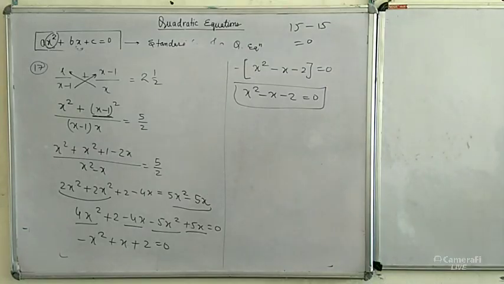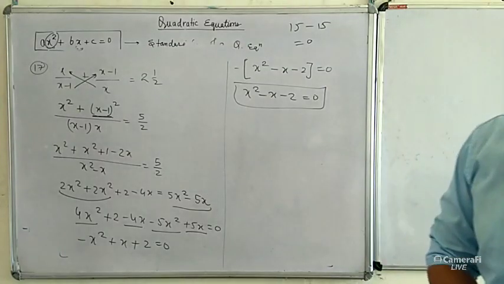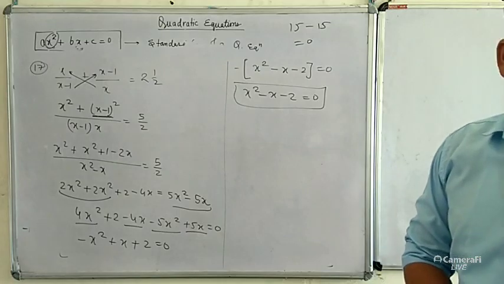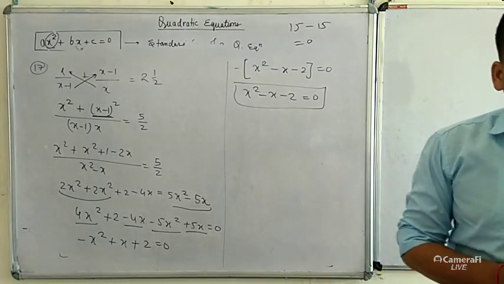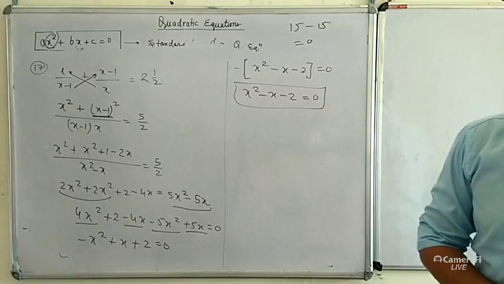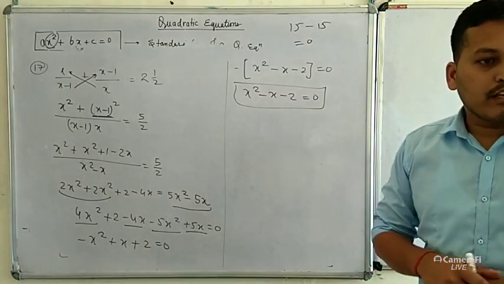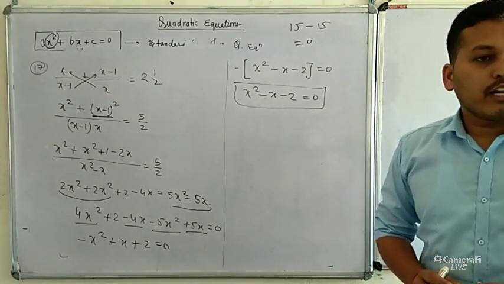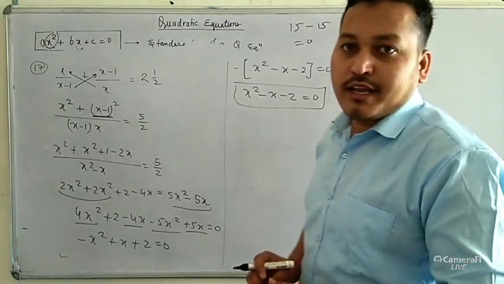One answer is coming 2 and minus 1. x is equal to 2 and minus 1. Simran also, her answer is also 2 and minus 1. Okay, very good all of you. Your answer is correct, 2 and minus 1. Okay, so I hope you understand the concept of the quadratic equation.